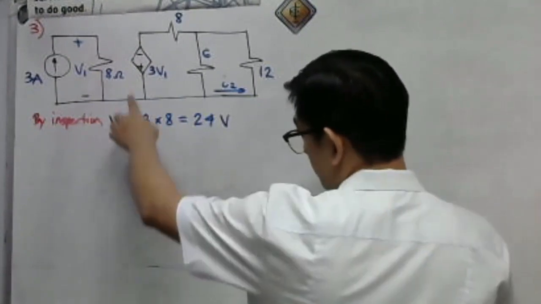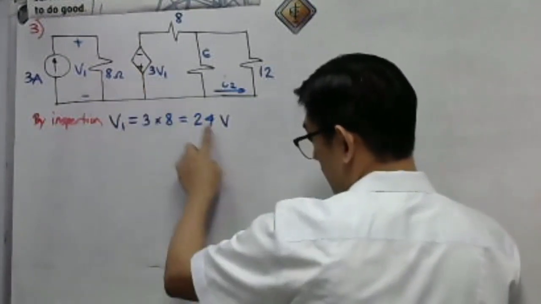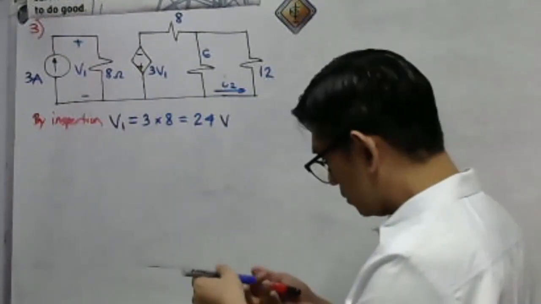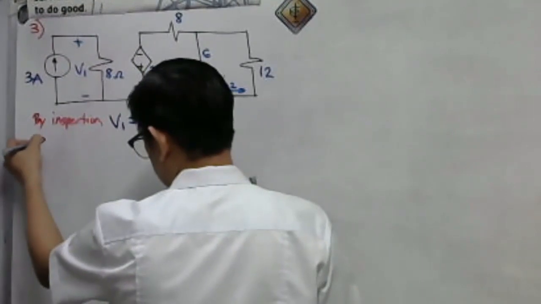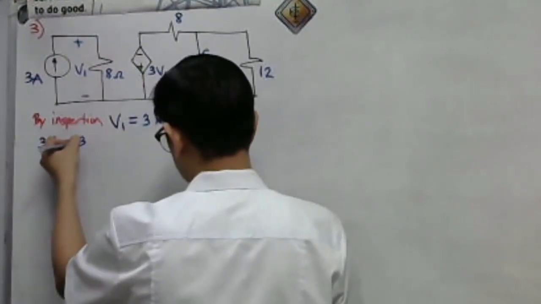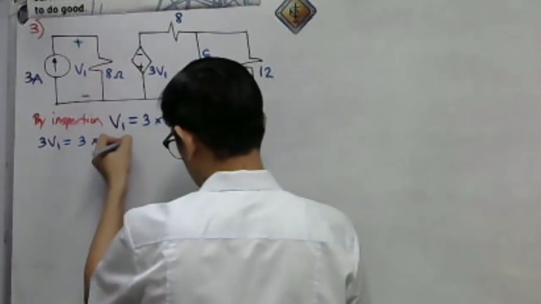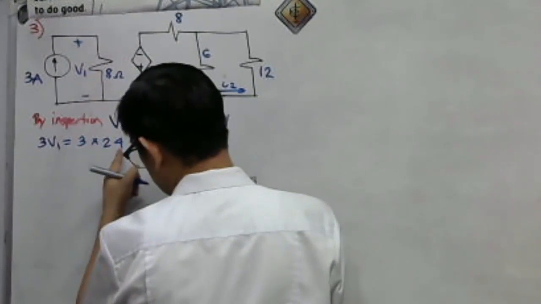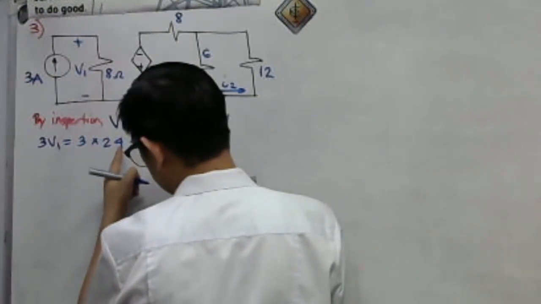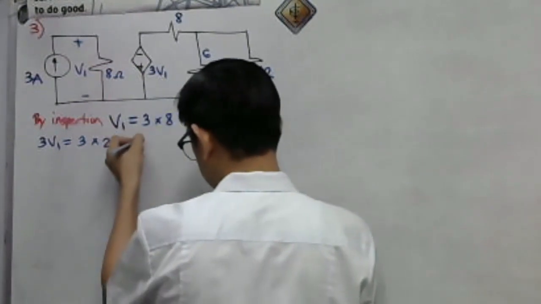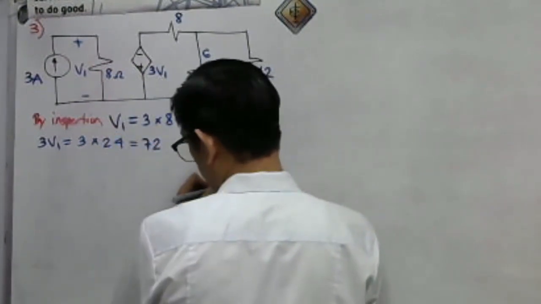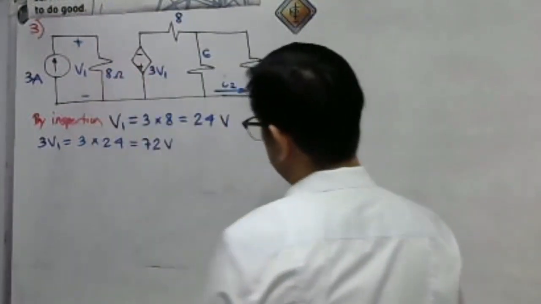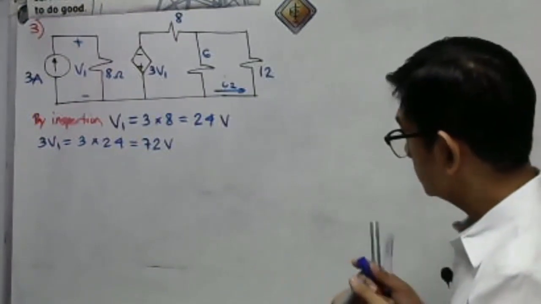So, our voltage source here depends on the value of V sub 1, which is 24. Therefore, our 3 V sub 1 is simply equal to 3 times 24. How much is 3 times 24? 3 times 4 is 12, carry 1, 6, 72. So that is 72 volts. But take note, this is negative and this is positive. Take note of that.